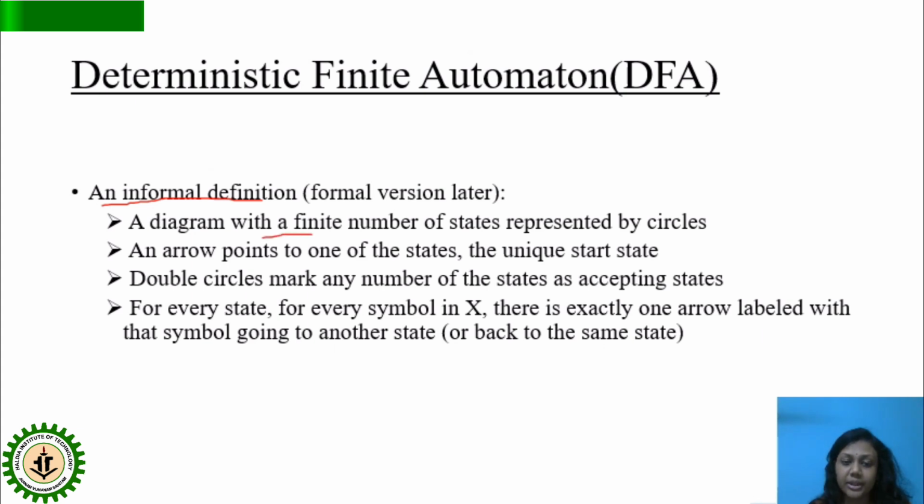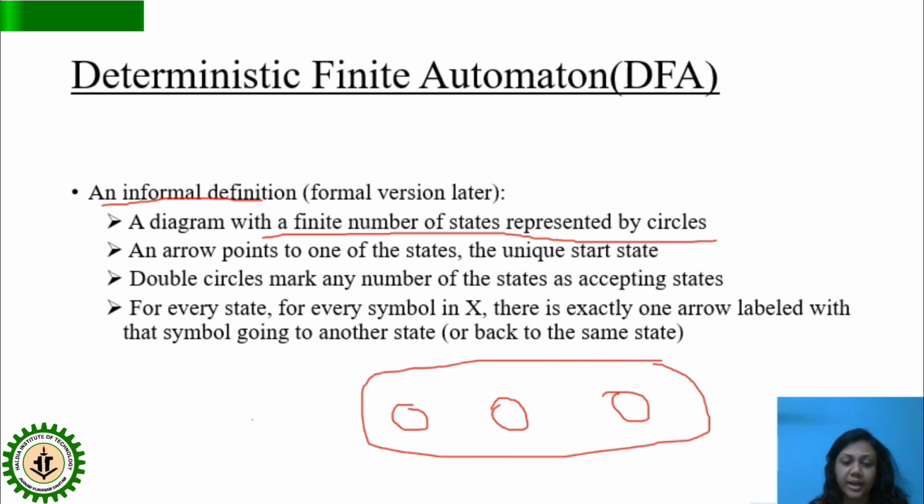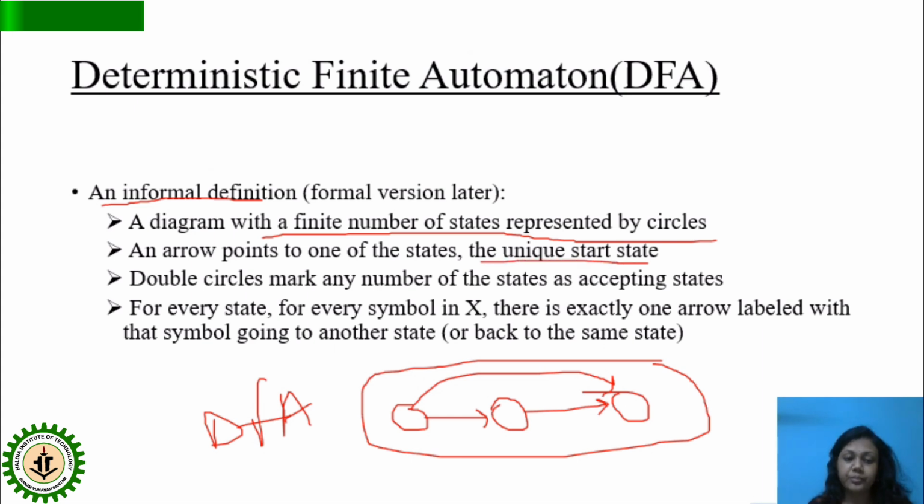A diagram with finite number of states represented by circles. That means there will be some states represented by circles. This diagram will be called a finite DFA, deterministic finite automata. An arrow points to one of the states, the unique start state. So there will be an arrow from the source coming from nowhere. This state will be your start state.